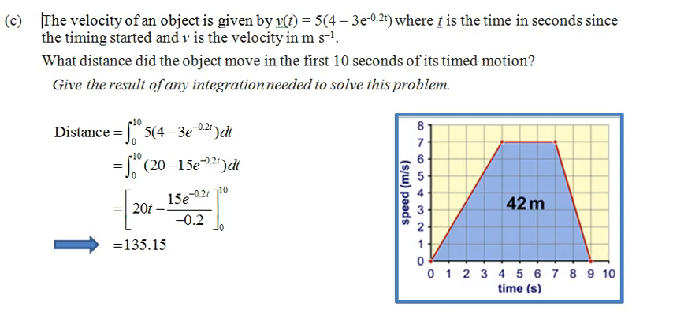And so integrating from 0 to 10 of 5(4 - 3e^(-0.2t)), we get 20t - 15e^(-0.2t). We substitute in our limits, and the answer is 135.15.